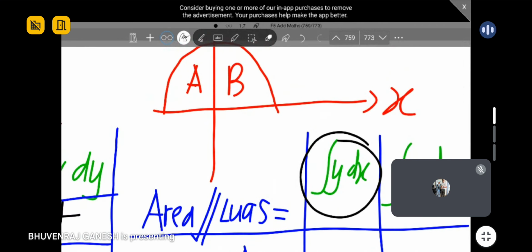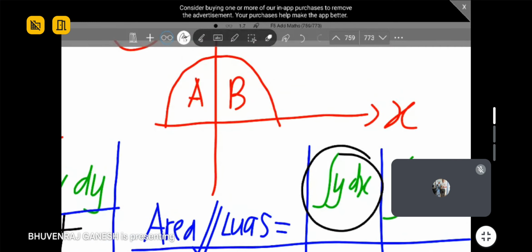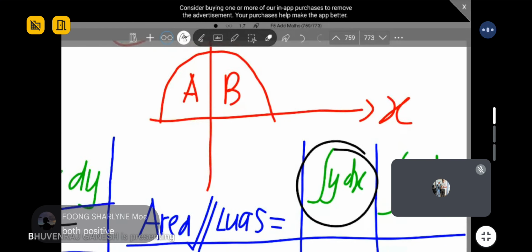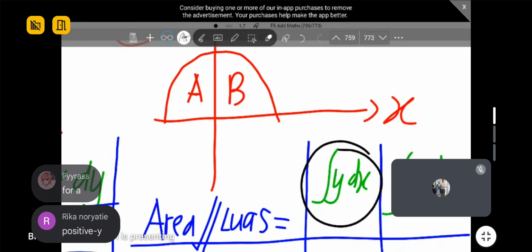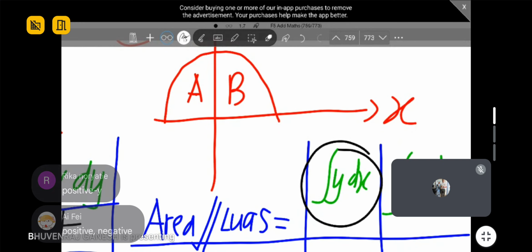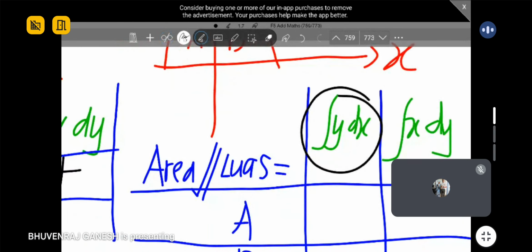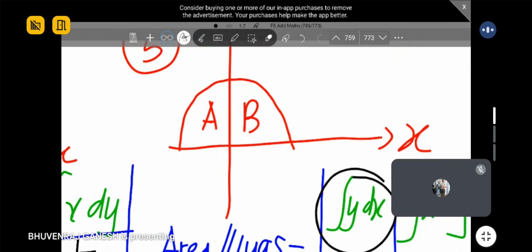Y dx negative, x dy positive. Okay, y dx negative. Untuk kawasan A tahu. Okay, x dy. Not both positive. See carefully. Yes, positive, negative. Okay, guys, the order is positive, negative. All right, so why? Try to check and see back.